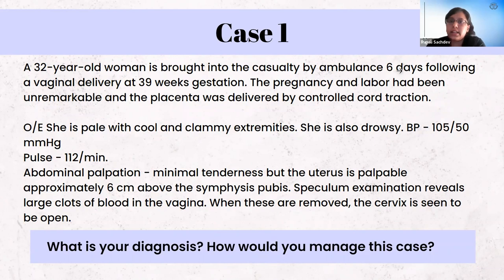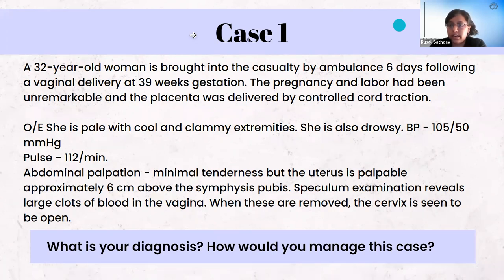So case one is a 32-year-old woman brought to the casualty 6 days following a vaginal delivery at 39 weeks of gestation. Her pregnancy and labor were unremarkable, and the placenta was delivered by controlled cord traction. On examination, she is pale with cool and clammy extremities. She is also drowsy. Her BP is 105 by 50. Pulse is 112. On abdominal palpation, there is minimal tenderness, but the uterus is palpable, approximately 6 cm above the pubic symphysis. Speculum examination reveals large clots of blood in the vagina. When these are removed, the cervix is seen to be open. So what is your diagnosis and how will you manage your case?